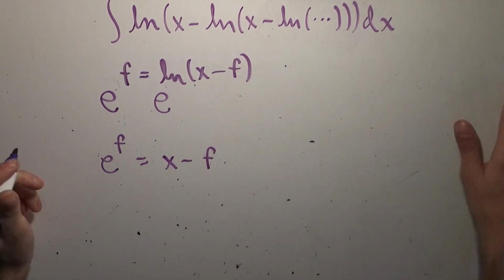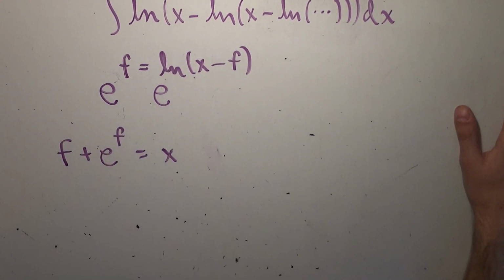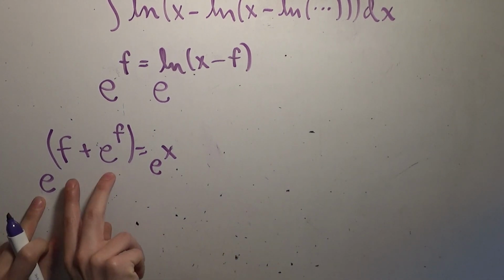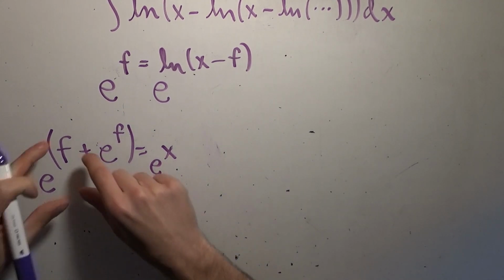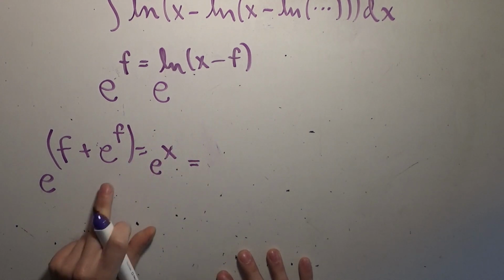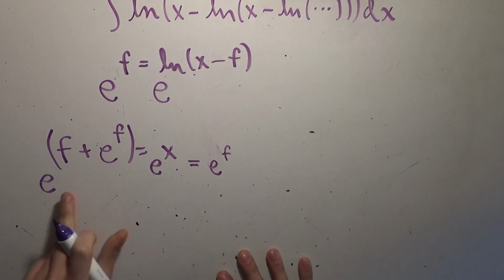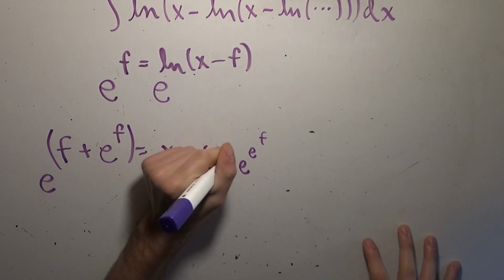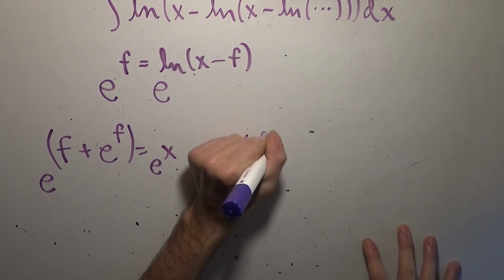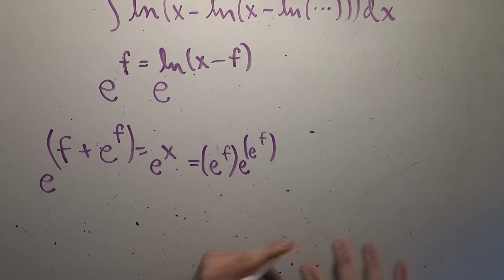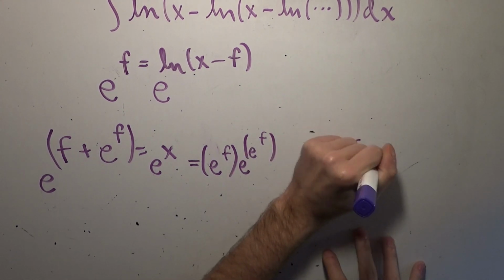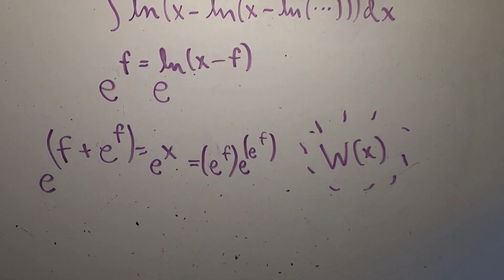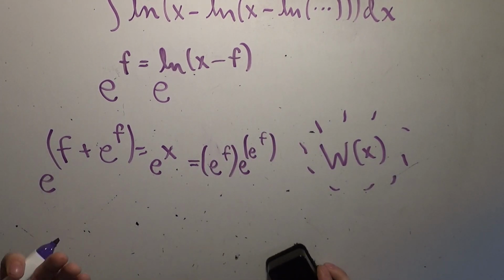So then we add the f to the other side and exponentiate both sides again. Because what does this give us? We have a sum of powers inside of an exponent, so we can break that up into two different things. So this is e to the f times e to the f, right? But now look, we have something times e to the power of that same thing, which means we should bring in the Lambert W function. Ooh yeah! Alright, so of course that's what we were going to do.